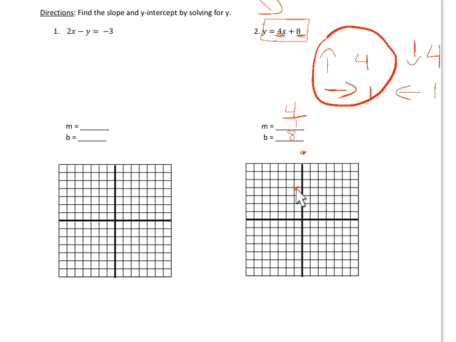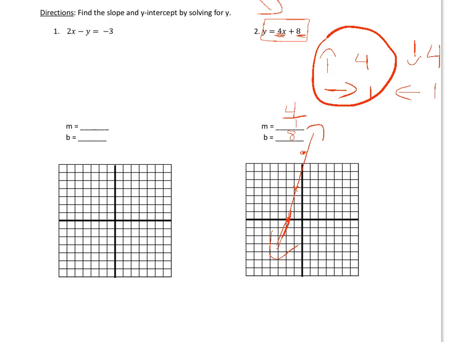Okay, from here I'm going to go down 4, 1, 2, 3, 4 to the left 1. So that's actually the x-intercept there at -2. So it's right here. Okay, so we connect it and we have our line. You can see this is a little steeper, the slope, because it's 4. All right, now let's go to number 1.